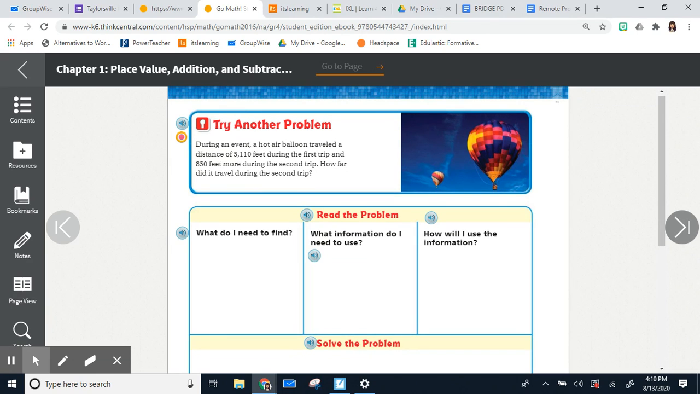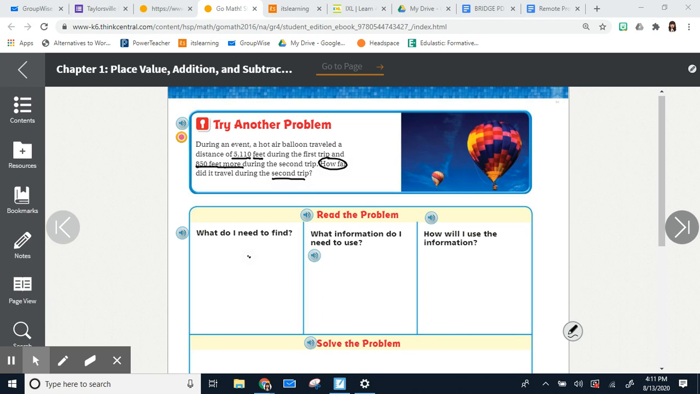All right, so once again, we're breaking down a word problem. During an event, a hot air balloon traveled a distance of 5,110 feet during the first trip and 850 feet more during the second trip. How far did it travel during the second trip? Okay, we want to know second trip. I'm going to underline that. So we want to know how far the balloon traveled during the second trip.